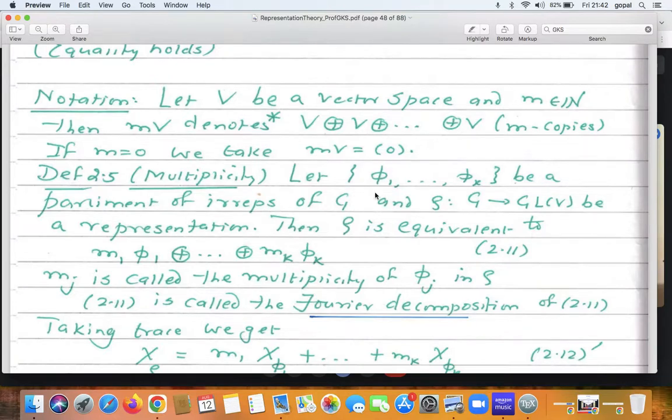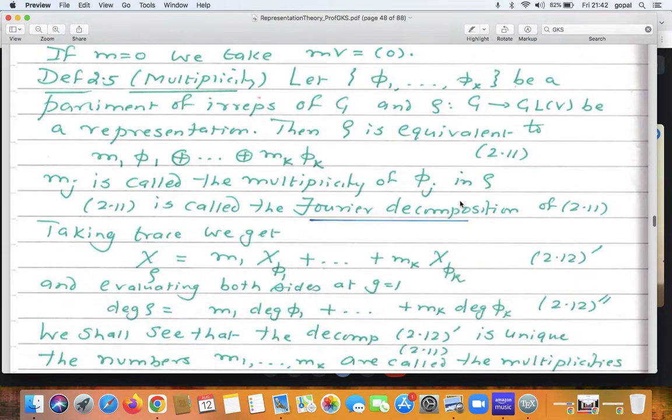Multiplicity. So now let phi1, phi2, ..., phi k be a parliament of irreducibles and rho be any representation. Then I know that this representation can be written as a direct sum of irreducible representations, and each piece is going to be equivalent to one of these because I have a parliament of irreducibles. So rho is equivalent to a direct sum of m1 copies of phi1, m2 copies of phi2, ..., mk copies of phi k. Mj is called the multiplicity of phi j in rho. And one can think of 2.11 as the Fourier decomposition.